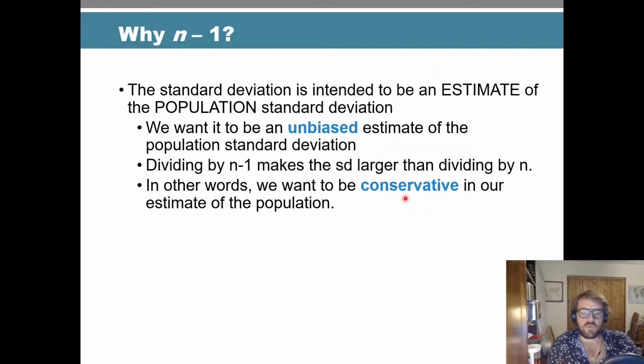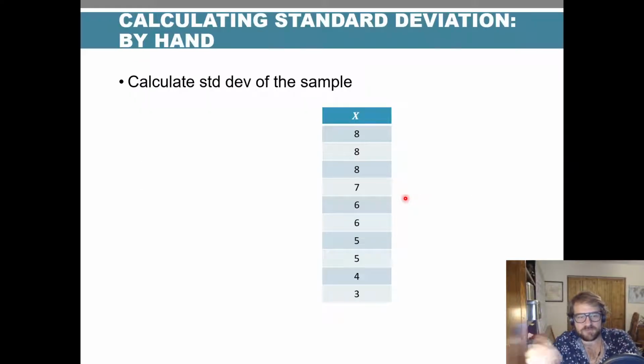So in other words, what we want to do is be conservative in our estimate of the population. Like I said, we don't want to have a bunch of false positives when we start running tests. That's not good, because then we'll be thinking, look, I found something, and we could end up giving people the wrong medical information. We can end up looking like an idiot because we publish a paper that isn't true, but we weren't conservative in our estimate. So that's why we use n minus 1.